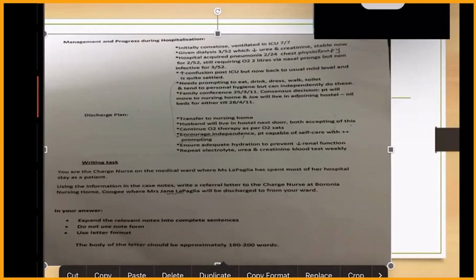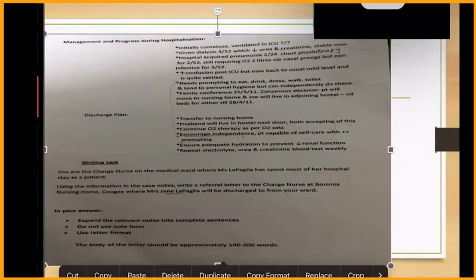After he's been discharged, he's moved to the ICU. He's got this confusion, but now back to usual mild level and is quite settled. Now his condition is quite stabilized. That is what they say. But still, he requires prompting. Prompting meaning forcing, to eat, drink, dress, walk, toilet, and tend to personal hygiene. He tries for personal hygiene, and can independently do these. He's capable of doing these, but he requires prompting.